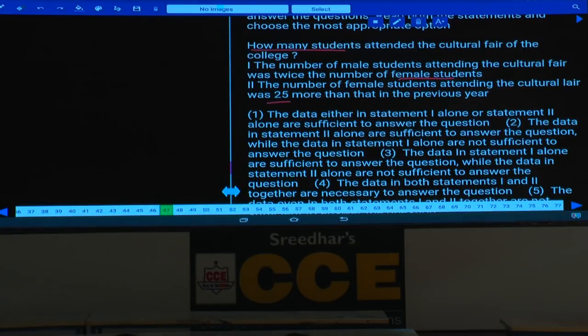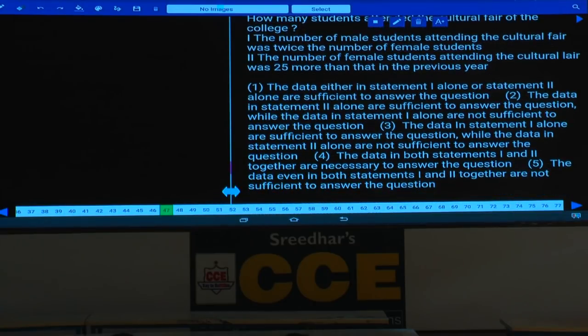Then by combining these two also, we are not having a fixed number. Hence, by combining these two also, we cannot derive it. Then what is your answer here? The data even in both the statements 1 and 2 together are not sufficient to answer the question.